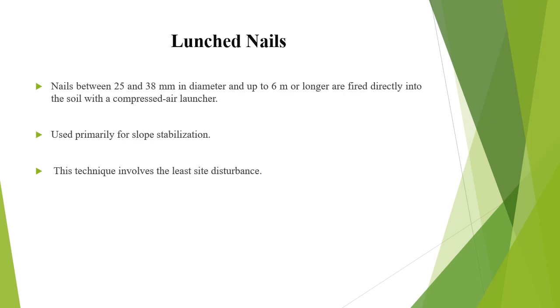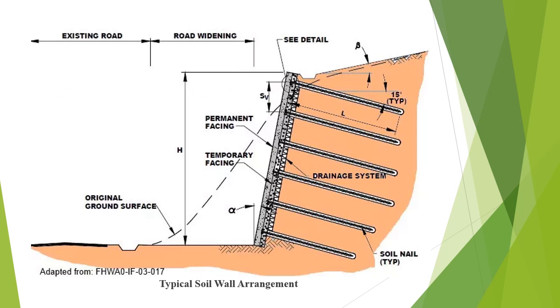Launched nails. Nails between 25 and 38 mm in diameter and up to 6 meters or longer are fired directly into the soil with a compressed air launcher. Used primarily for slope stabilization. This technique involves the least site disturbance. These are the diagrams of a typical soil nail wall arrangement, detailing the nailing into the soil.